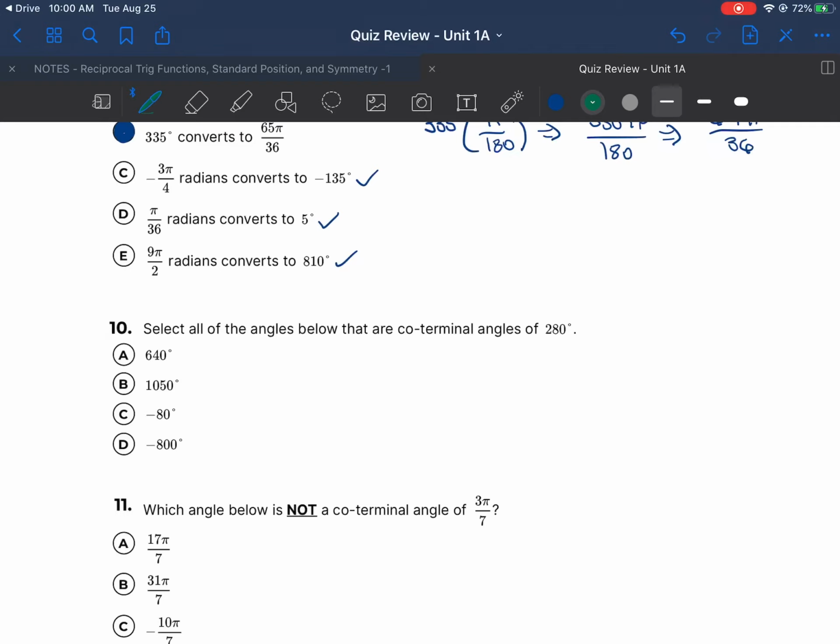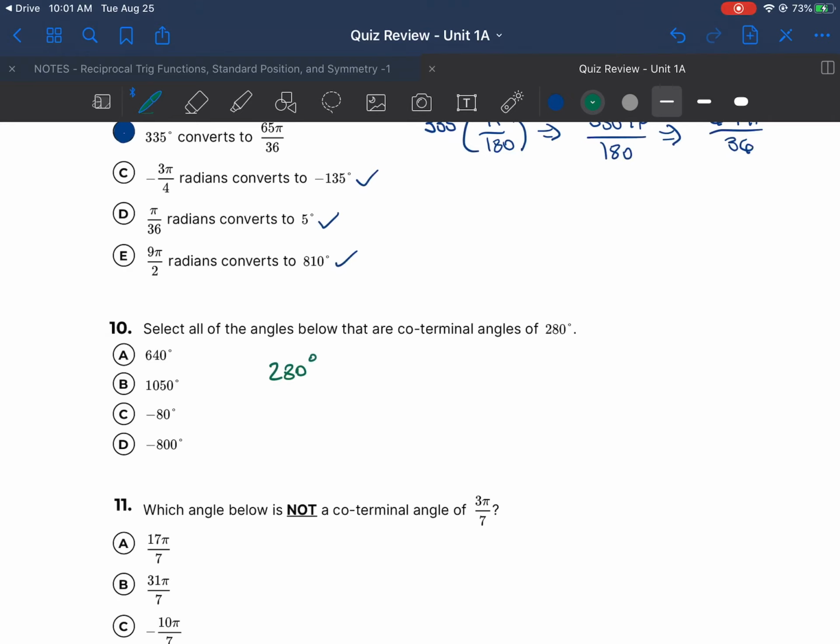Number 10, select all the angles below that are coterminal angles of 280 degrees. So let's recall what a coterminal angle is. A coterminal angle is an angle that shares the same initial side and terminal side with another angle. Those are coterminal angles. And the way that we find coterminal angles is we add or subtract multiples of 360 degrees or multiples of 2 pi radians. So we're working in degrees, and essentially what we want to do is add or subtract multiples of 360 degrees to 280 degrees.